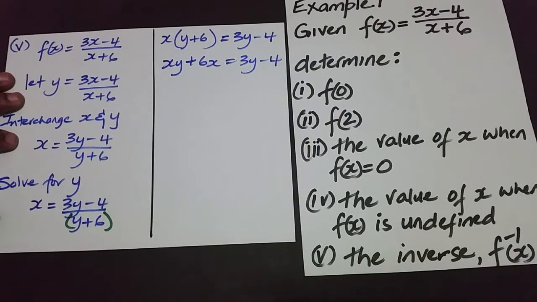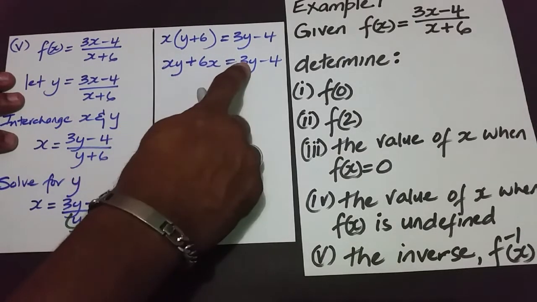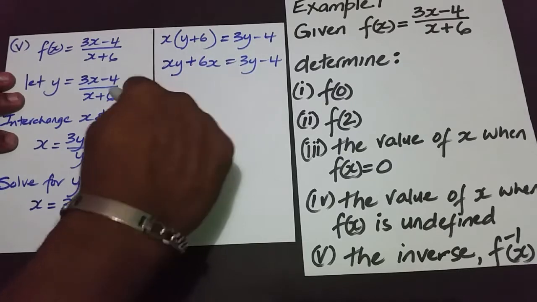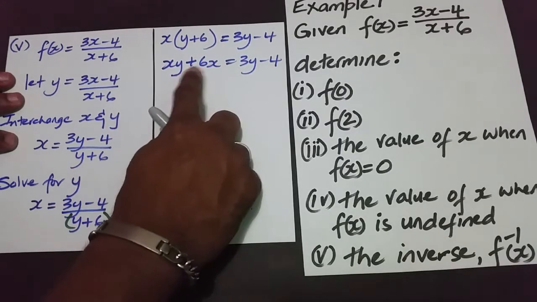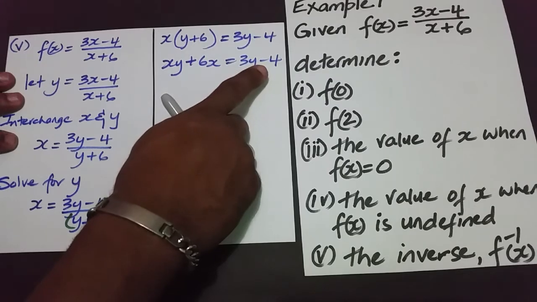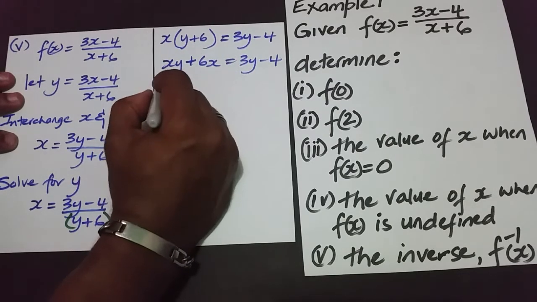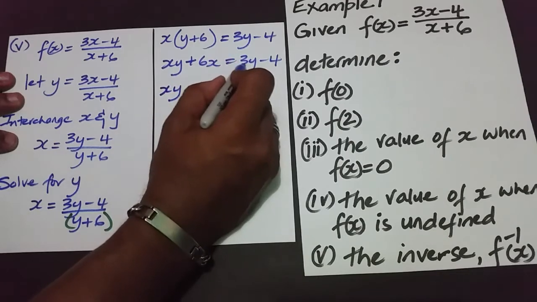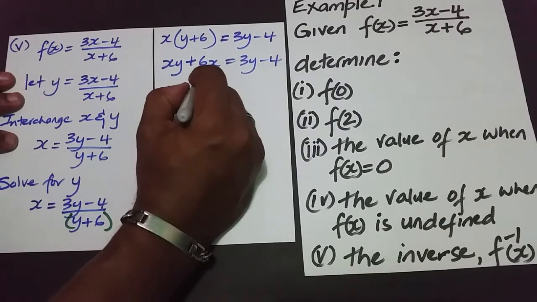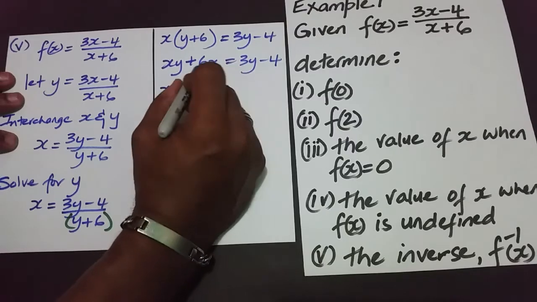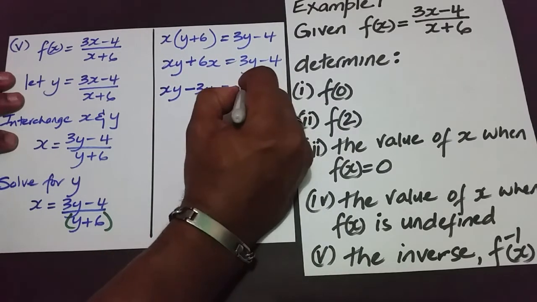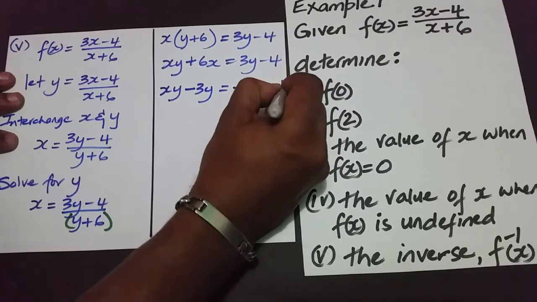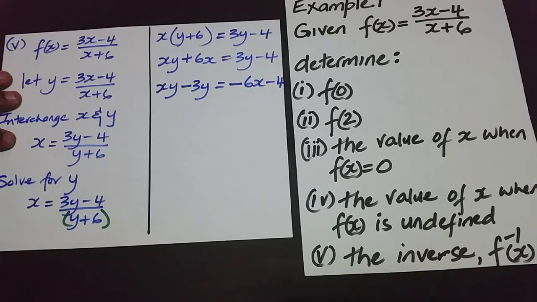Now what we're going to do is put all the terms with y on one side and everybody else on the other side. All the terms that we have with y: xy is already on this side, so I'm going to move the positive 3y and put it over, so it will become negative. And then I'm going to take this positive 6x and carry it over, and it's going to become negative 6x. So we have xy here, negative 3y, and negative 6x, and put back the minus 4. So that's what I'm having now.